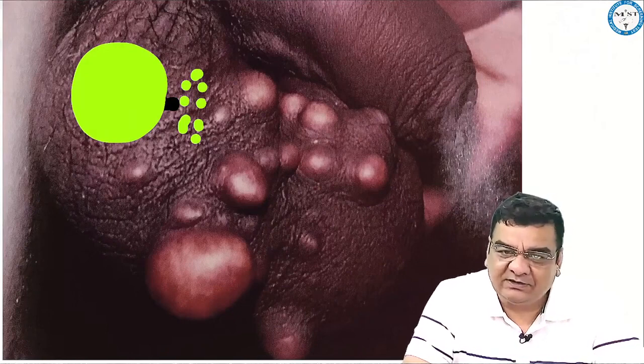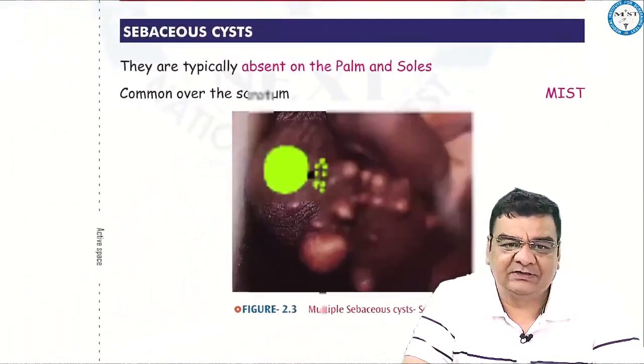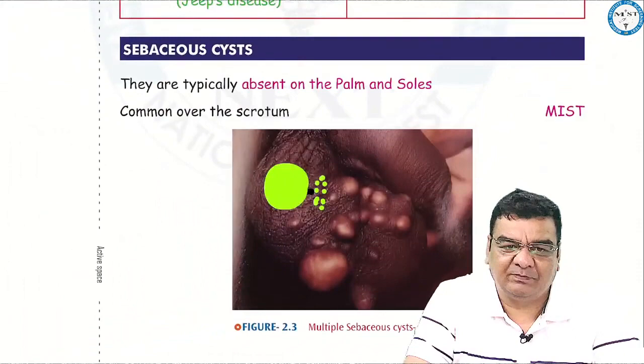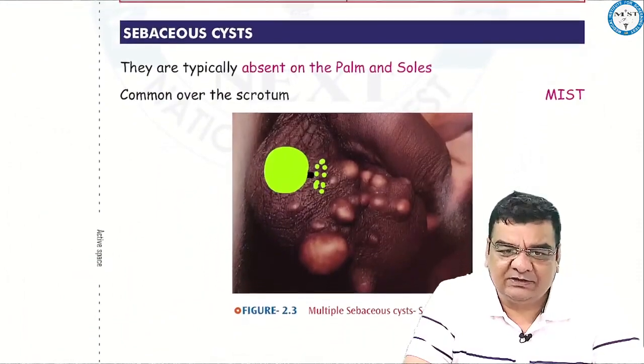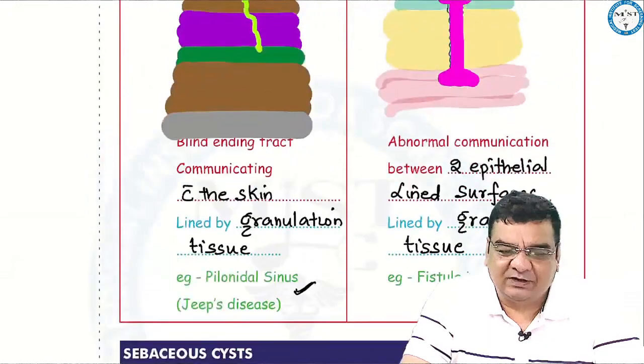Where don't we find sebaceous cyst, beta? Palm and the sole. We don't find sebaceous cyst, right? They're typically absent on the palm and the soles. They're commonly seen over the scrotum. So this is all about this particular chapter, beta.